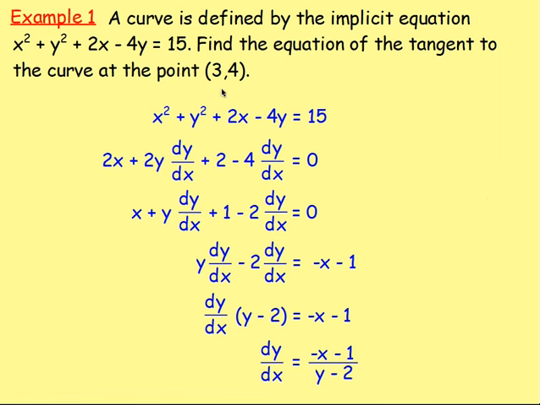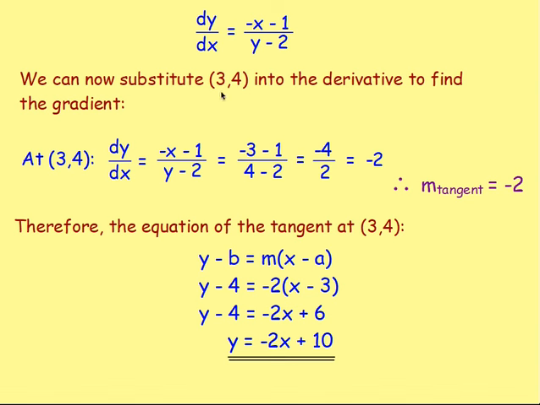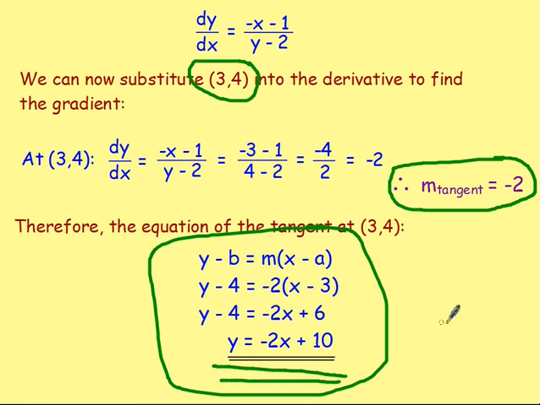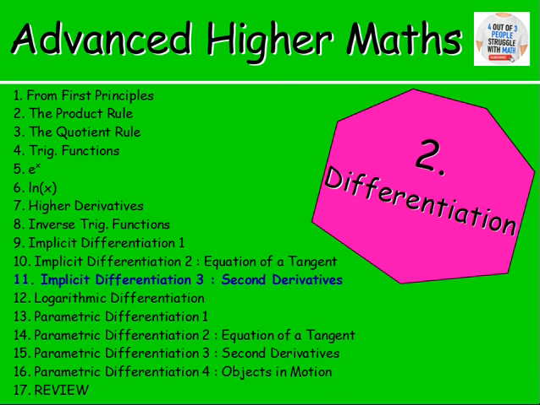We know we're wanting to get the equation of the tangent at the point 3, 4. So if we sub in x to be 3 and y to be 4, we'll get the gradient of that curve. Sub that into dy by dx, you get the gradient to be negative 2. From there, you know that the gradient of the tangent is going to be negative 2. We know the point is 3, 4, so we can use y minus b equals m bracket x minus a, and that will give us the equation of the tangent.